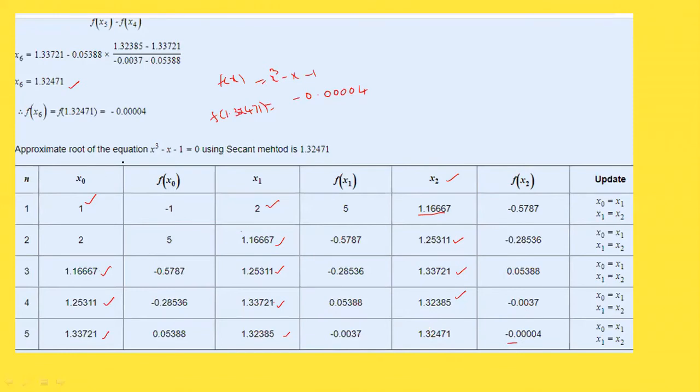See here, I have written here, approximate root of the equation is 1.32467. How many iterations we did? 5 iterations. Suppose you are doing the bisection method, you will reach this stage by taking at least 10 or 11 iterations. That is the advantage of secant method. Within 5 to 6 or 7 iterations, you will get your desired root. Okay. Next.